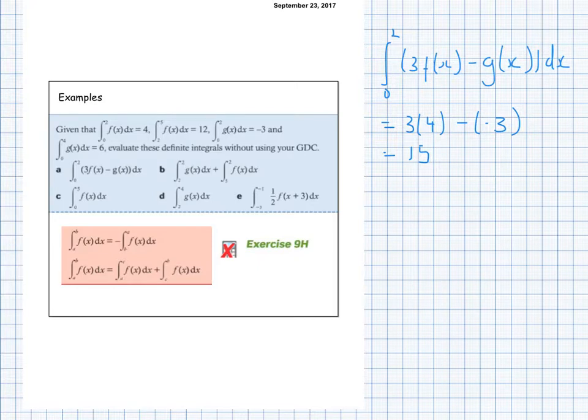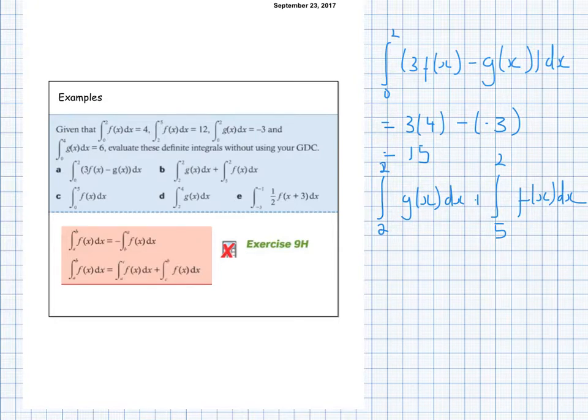Okay, this time I'm going to look at b. So we've now got the integral between 2 and 2 of g of x dx plus the integral between 5 and 2 of f of x dx. Well, this is really just using two properties that you can write down as rules, but if you think about it, it makes sense. So we're being asked to integrate between 2 and 2.